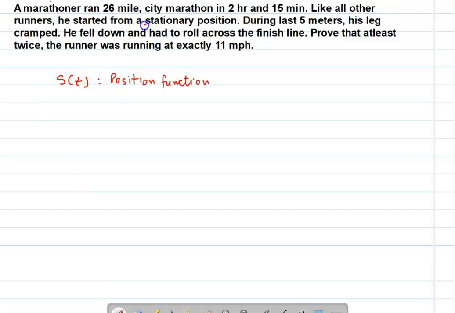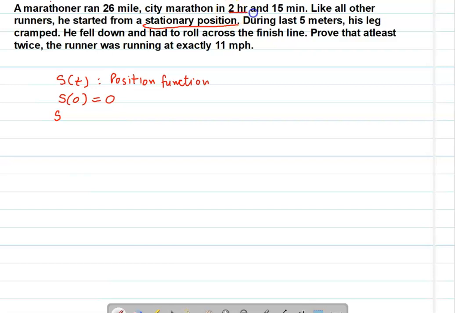It says stationary position. What does this mean? This means at 0 hours, he covered a distance of 0 miles. So we write this stationary position as s(0) = 0. At 0 hours, he covered a distance of 0 miles. After a time of 2 hours and 15 minutes, he completed his marathon and covered 26 miles.